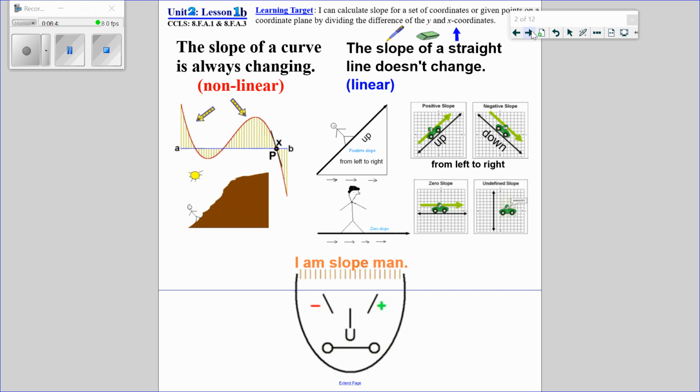Next slide. The slope of a curve is always changing. It's non-linear in this first picture. You see that it goes high and it comes down and it curves up and then it goes down. It's almost like a roller coaster. That's a non-linear line because it's not a straight line. So if you would like to write that for yourself, not a straight line.